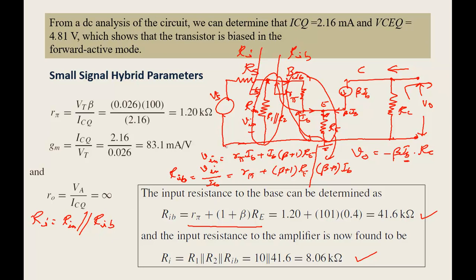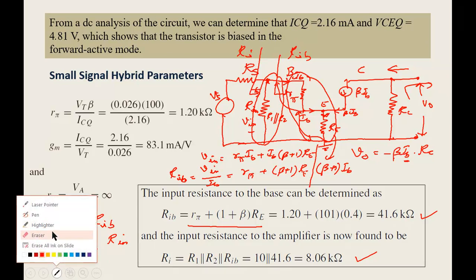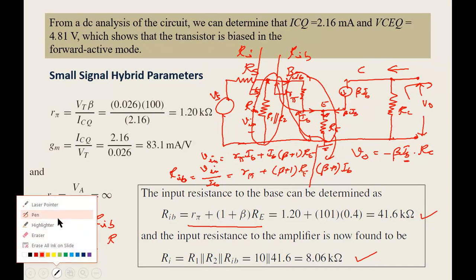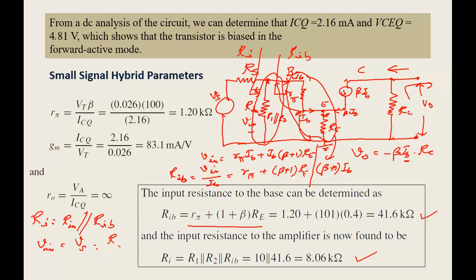So what will be my V in? V in is equal to Vs, the applied voltage, into R in divided by Rs plus R in. Or I can write it as Ri instead of R in, because the voltage is across it, it is the same thing. So Vs into Ri divided by Rs plus Ri.